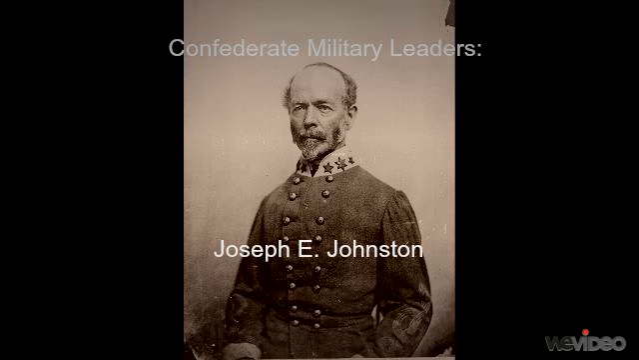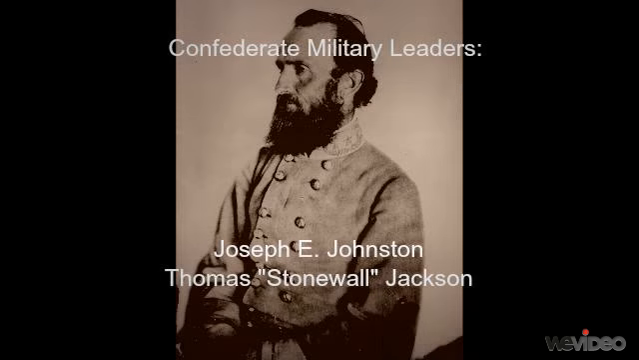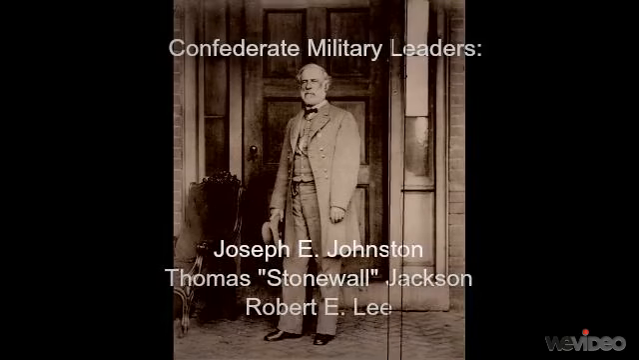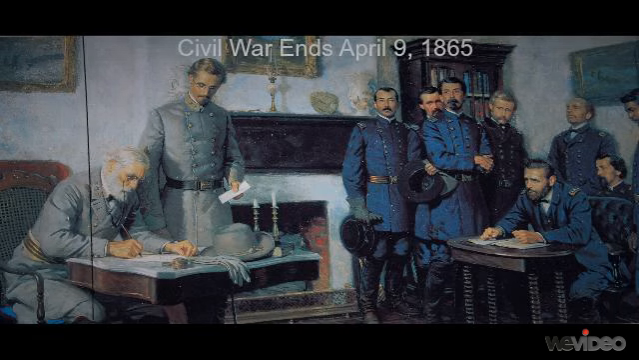Some of the Confederate military leaders include Joseph E. Johnston, Thomas Stonewall Jackson, and Robert E. Lee. The Civil War ended on April 9, 1865, when Robert E. Lee surrendered to Ulysses S. Grant at the Appomattox Courthouse.